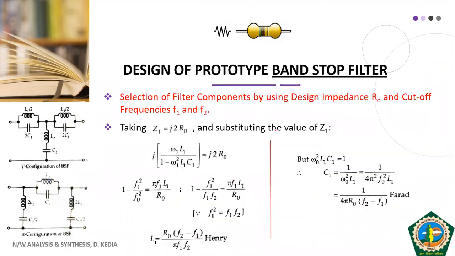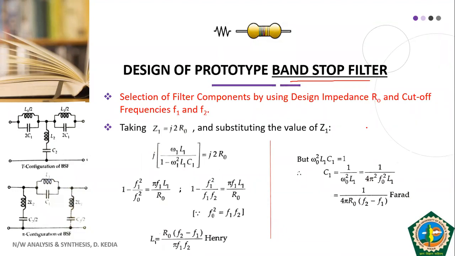So now we derive the design equations of your bandstop filter. Design equation means we will derive the values of L1, C1, L2, C2. Normally, whenever we design a filter, we will give you the cutoff frequencies we require and the design impedance we require. If we provide these, you will have to select those values of L1, C1, L2, C2 that will give you those cutoff frequencies and design impedance.